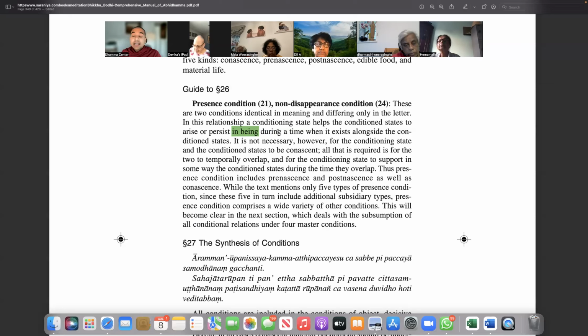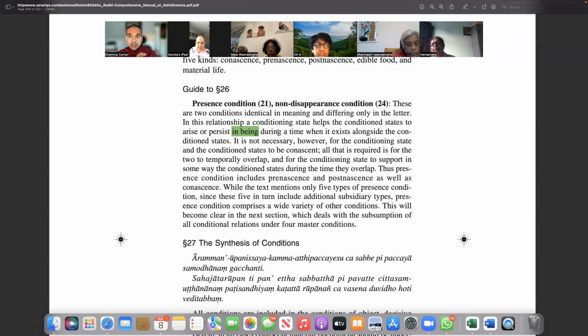The fact that it does not disappear and it is present in supporting and overlaps is avigata pachaya. Again, two perspectives. The fact that it is present supports through atthi pachaya. The fact that it remains present without disappearing is avigata pachaya. Right? Which helps to support and for the overlapping of condition and conditioning state.